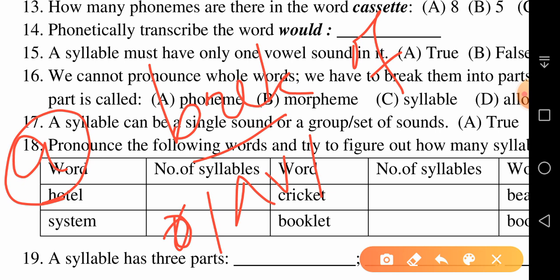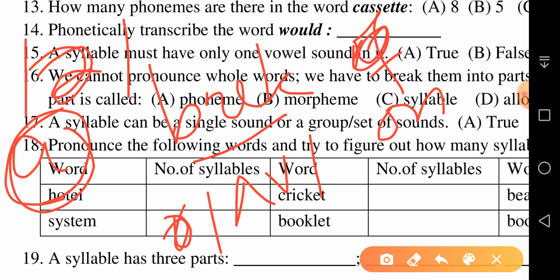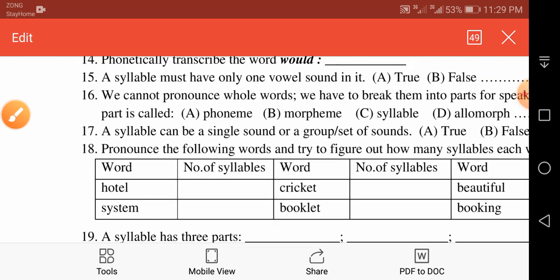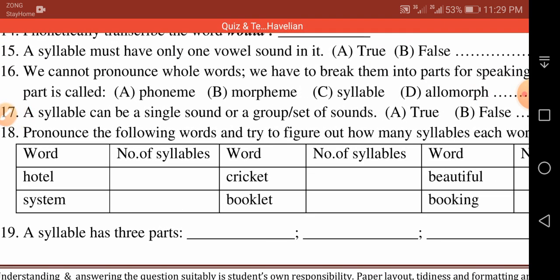Let's say a book on animals. So see, this is only one vowel sound. So yes, a syllable can consist of one phoneme. But when it is one phoneme, then it must be a vowel sound. A syllable can be a single sound. If it is a single sound, it must always be a vowel sound, or a group of sounds. Now let's quickly wrap it up because the video is becoming larger.